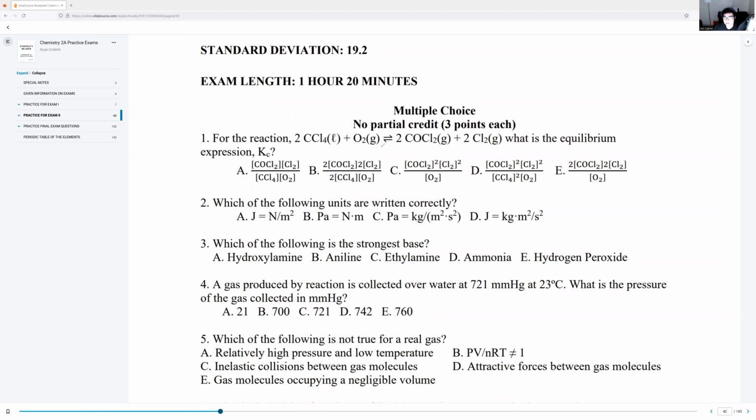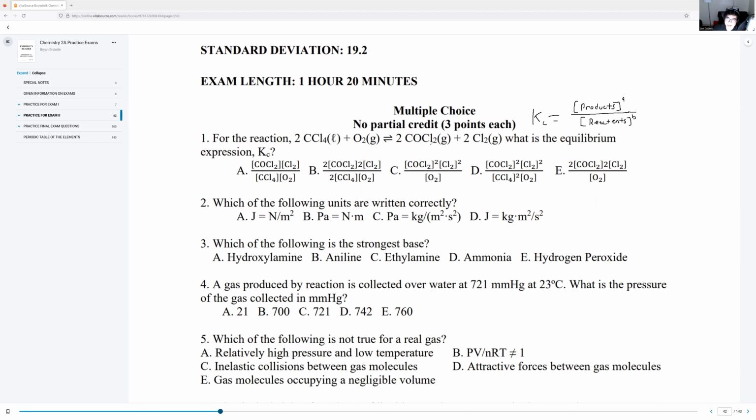All right. So number one, it says for this reaction, what is the equilibrium expression, Kc? So you know that your equilibrium expression, when we base it off of the concentrations, is going to be the concentration of products to their respective coefficient over reactants to their respective coefficient as a power. Coefficient being these twos. So that's going to be the equilibrium.